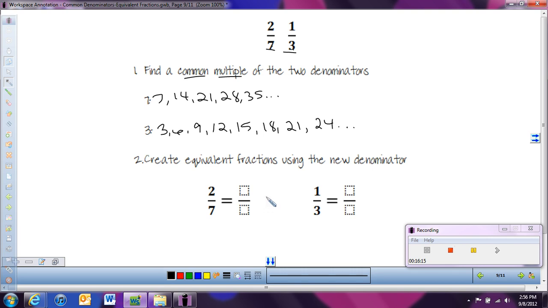So now our common multiple is the first number that we see in both of these lists. And as I'm going through, the first number I see that they both have is 21. So that is going to be our common denominator. So 21 is our new common denominator. Now we need to find our new numerators by making equivalent fractions. So to go from 7 to 21, 7 times 3 is 21. 2 times 3 is 6. So 2/7 equals 6/21. And to go from 3 to 21, 3 times 7 is 21. And 1 times 7 is 7. So our common denominator was 21, and our new equivalent fractions are 6/21 and 7/21.